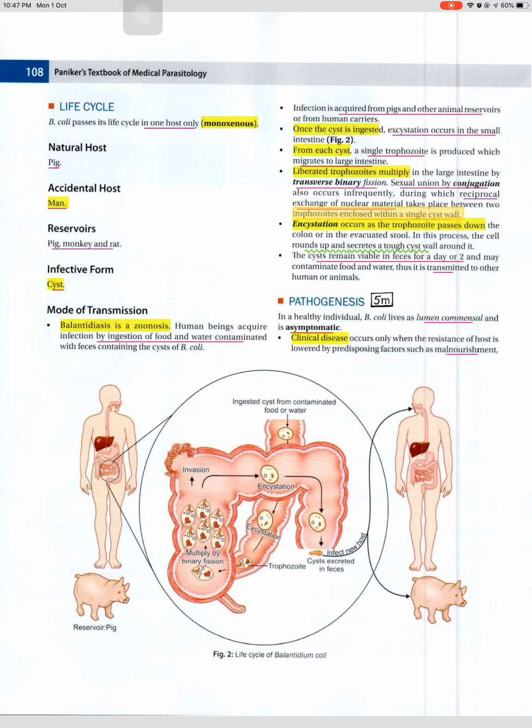Alcoholism, achlorhydria, concurrent infection by Trichuris trichiura, or any bacterial infection. Clinical disease results when the trophozoites burrow into the intestinal mucosa, set up colonies and initiate inflammatory reaction. This leads to mucosal ulcers and submucosal abscesses, resembling lesions in amoebiasis. Unlike E. histolytica, B. coli does not invade liver or any other extra-intestinal sites.